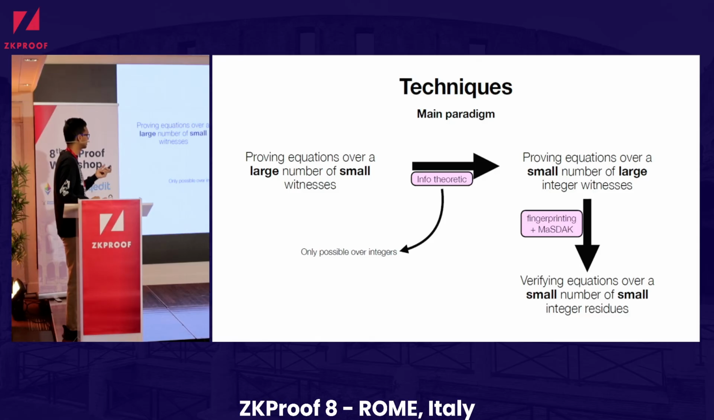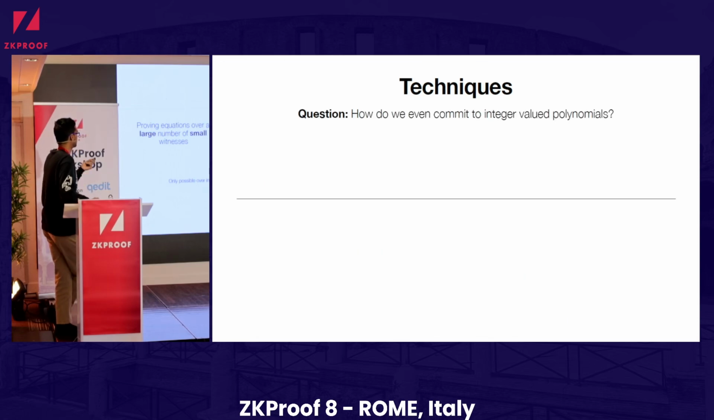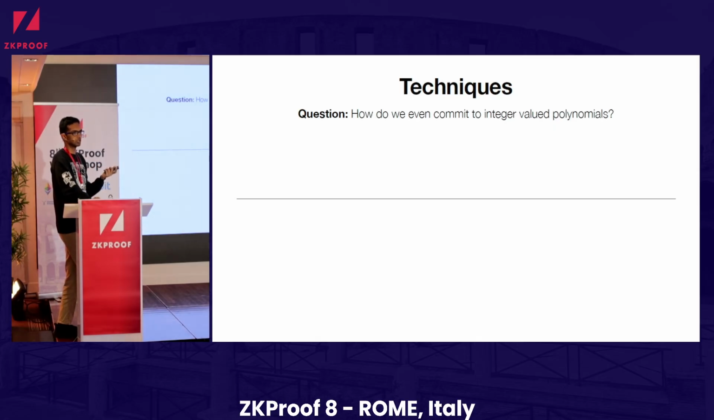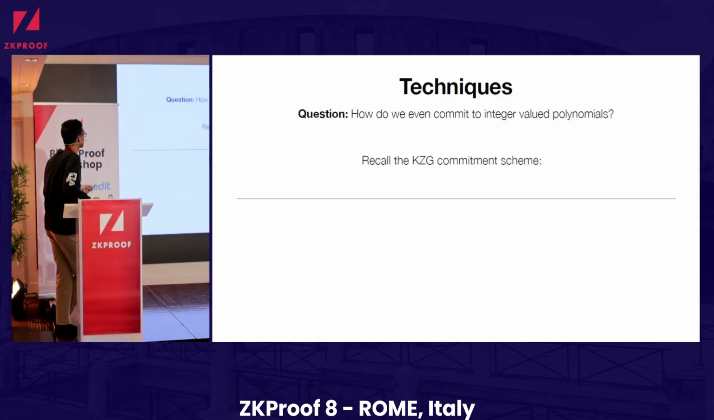And the second part is going from large integer witnesses to the verifier only looking at small integer residues. This is a common TCS technique of fingerprinting, and we show how to use this in our setting. So OK, let's see how we do the first part. The starting point is we need to commit to integer polynomials. So how do we go about that?